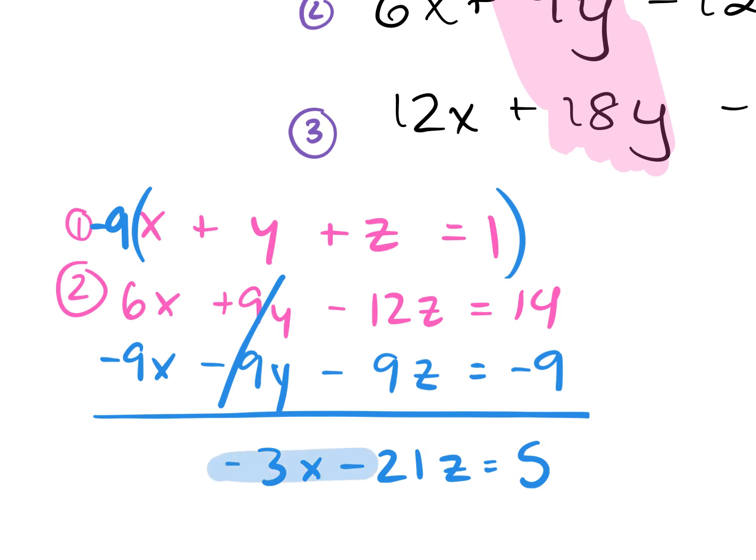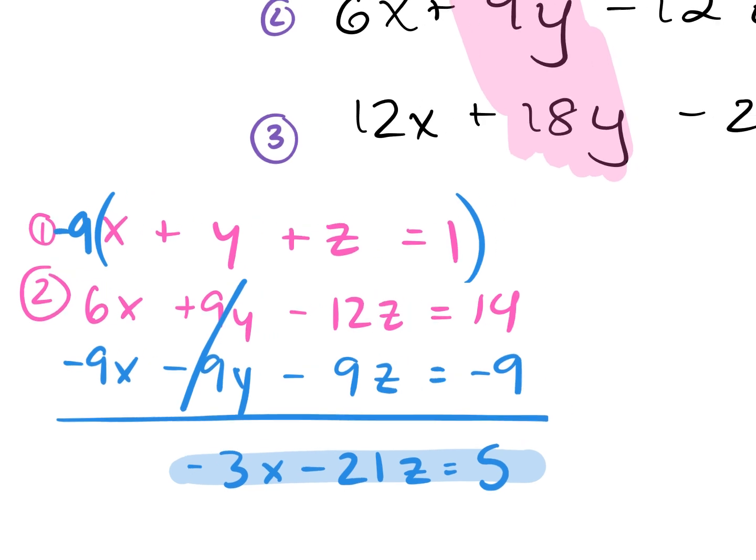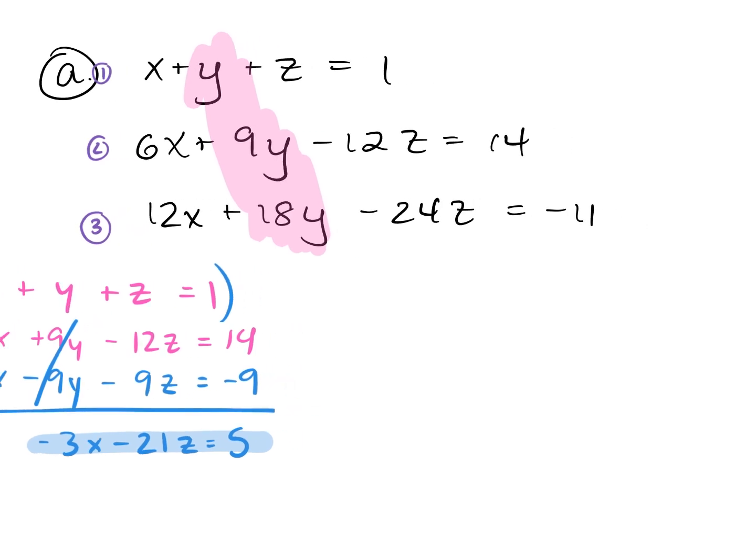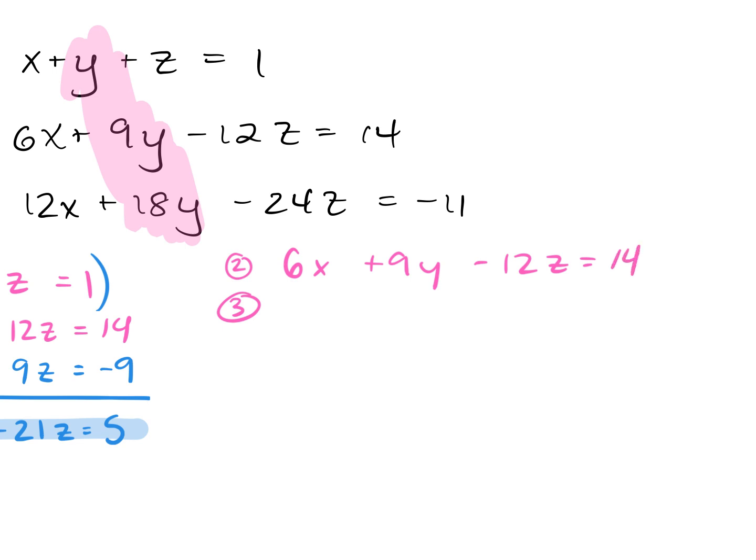All right, so once we get one equation with two variables, we stop there. What do we do next? We do that same thing again. Which two equations do you want to pick now? 1 and 3? Or 2 and 3? Doesn't matter. I'm going to pick 2 and 3. So 6x plus 9y minus 12z is equal to 14. And 12x plus 18y minus 24z is equal to negative 11.